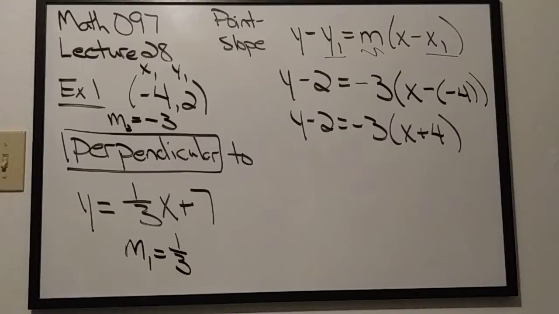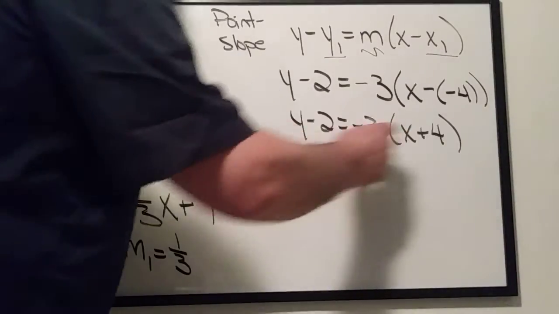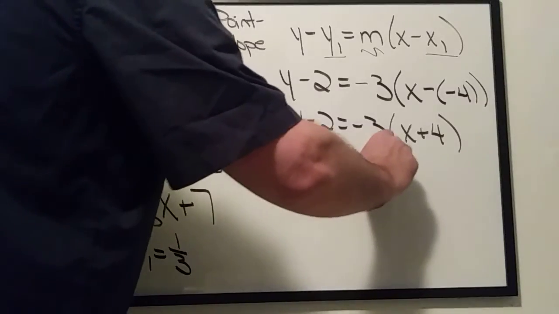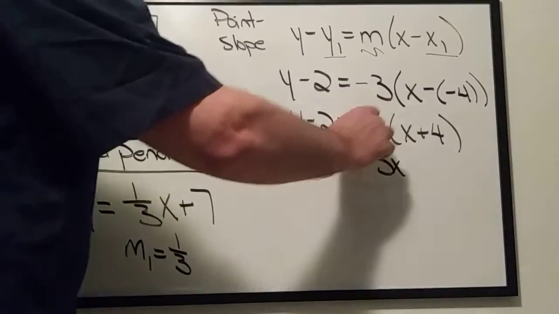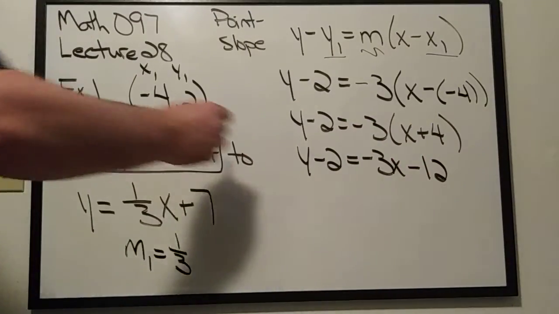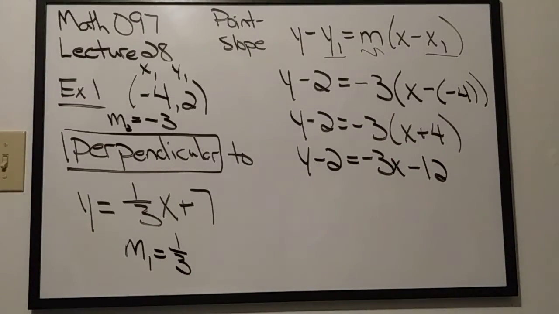So in order to do that, I'm going to start by distributing this -3 through. So we're going to have y minus 2 is equal to -3x, and then -3 times +4 is going to be -12. So now that I have that, then I'm almost to the point that I'm wanting to be. I almost have that y alone.